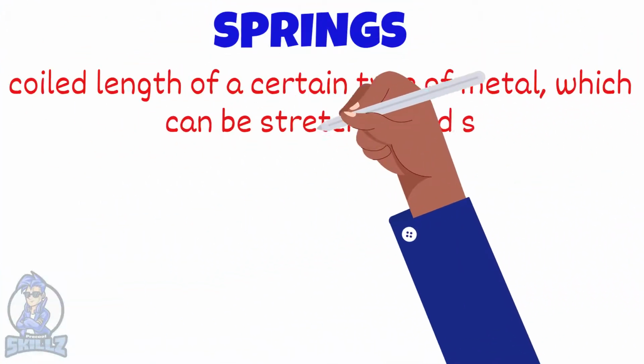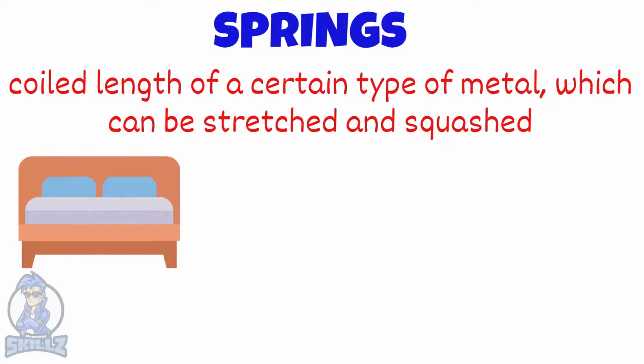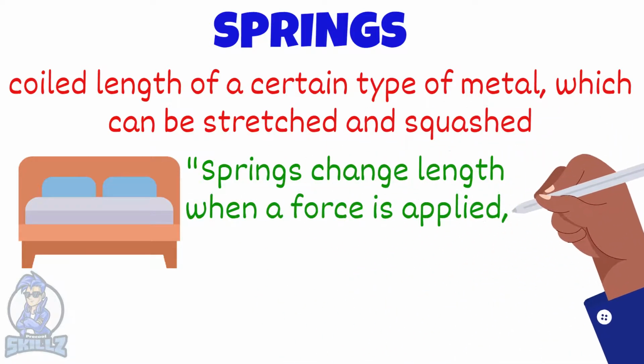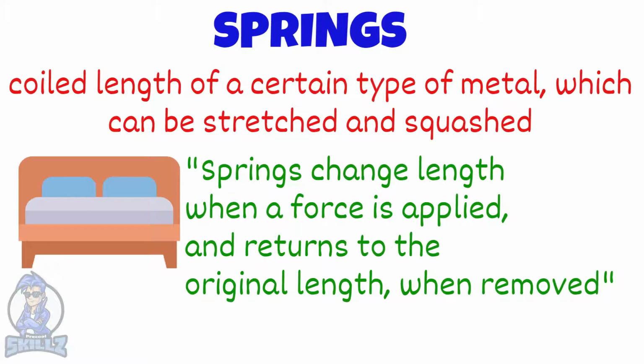A spring is a coiled length of a certain type of metal which can be stretched and squashed by applying a force. Springs can be very useful. For example, springs are included in beds to make sleeping more comfortable and in doors to make the doors close automatically. By experimenting with springs, you can find that springs change length when a force acts on them and they return to their original length when the force is removed.